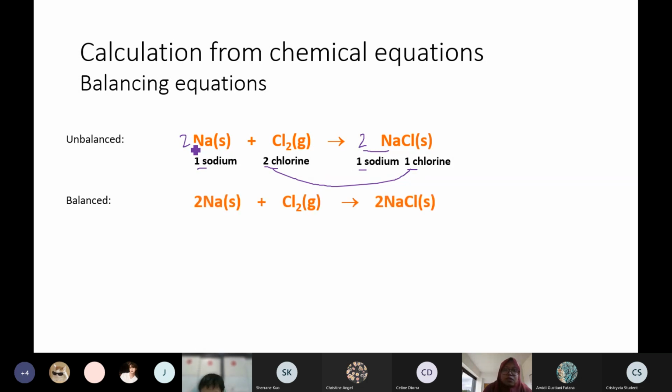So the balanced equation will be 2Na plus Cl2 equals 2NaCl. 2 sodium balanced, 2 chlorine and also 2 chlorine atoms. This is a balanced reaction.